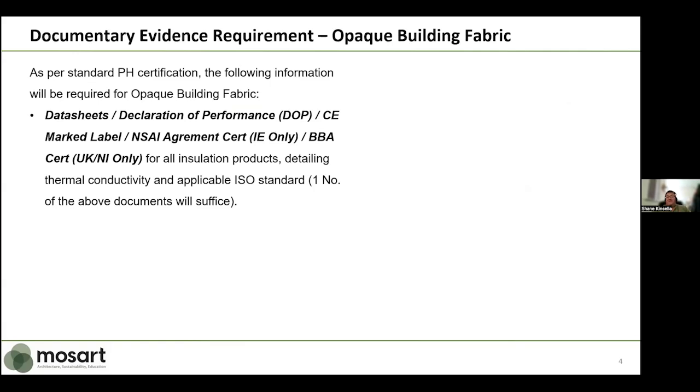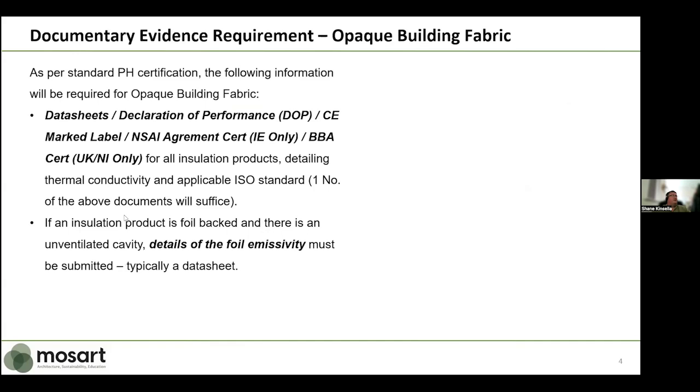You are only required to provide a single document. So if you have two, you're free to use them as evidence, but if you have a single document, that will cover you. The critical thing here is that we have the thermal conductivity and that the ISO standard it was tested to is referenced on it. Once those two pieces of information are on it, they're really the biggies that we're looking for.